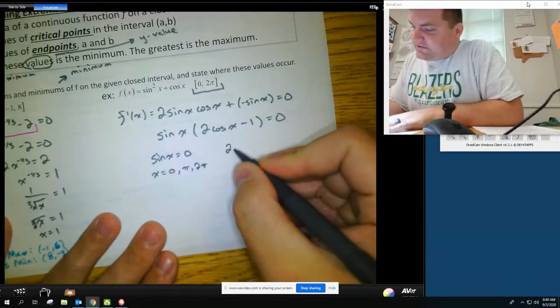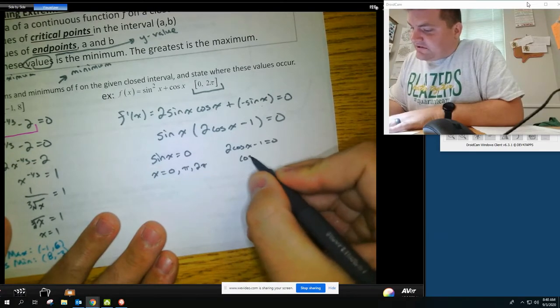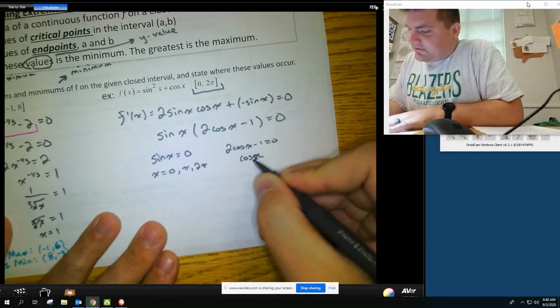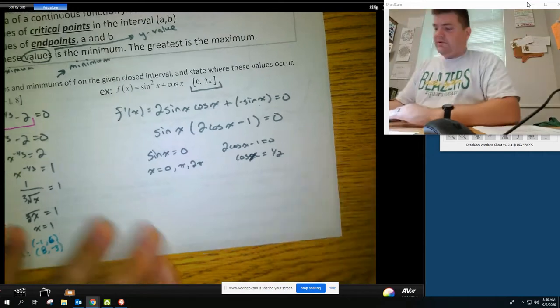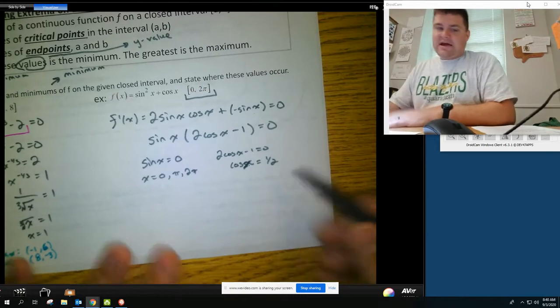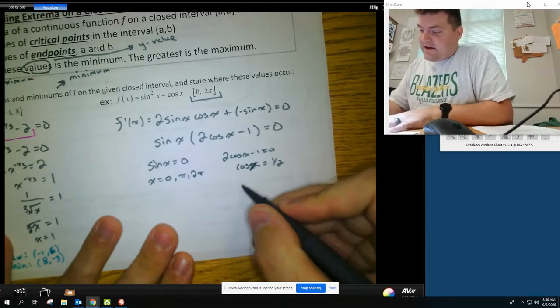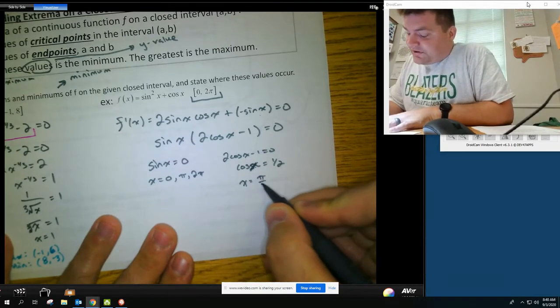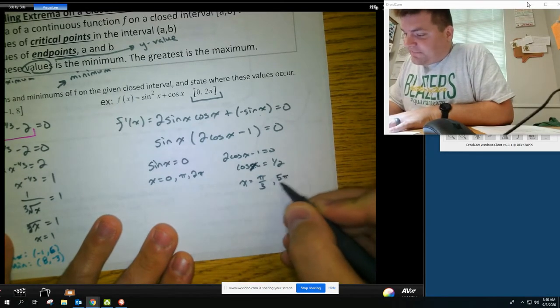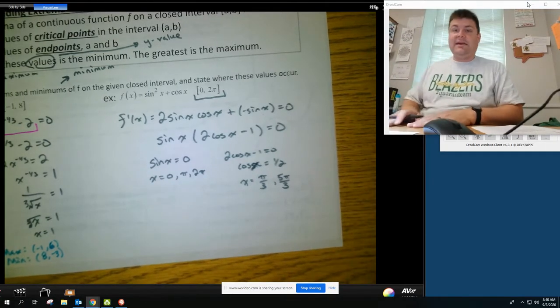And then when I set 2 cosine of x minus 1 equal to 0, I'm going to get cosine of x to equal 1/2. So when does cosine equal 1/2? All right, this is stuff that you do have to know. It's going to be at pi over 3 and 5 pi over 3. So those are the 2 points that it's going to happen at. Okay, got to know that trick.